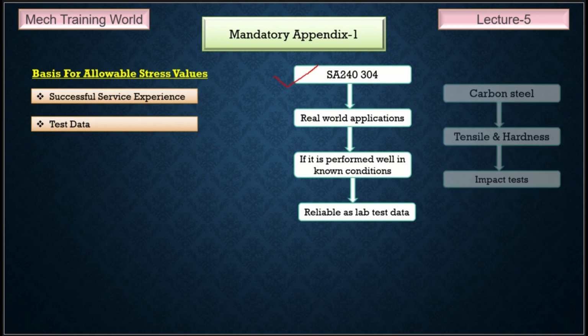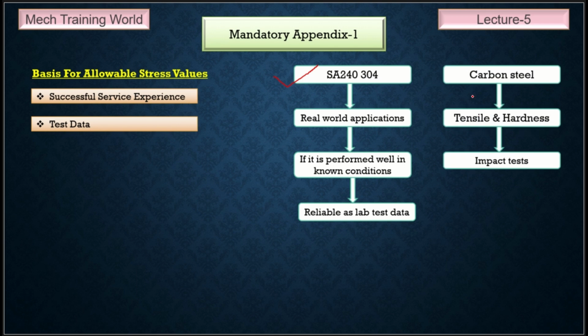Next, if you take carbon steel, you can generally do a tensile test, hardness test, and impact test. Based upon these impact properties or UTM properties, we can choose whether this material is suitable for our application or not. I hope you understand. Based upon these two conditions, ASME has given the formulas for finding the maximum allowable stress values. So let's see that.